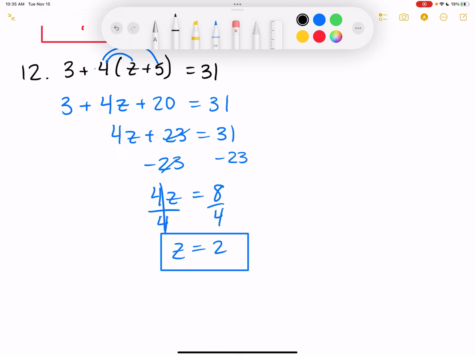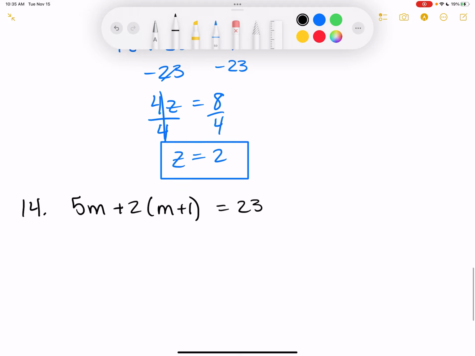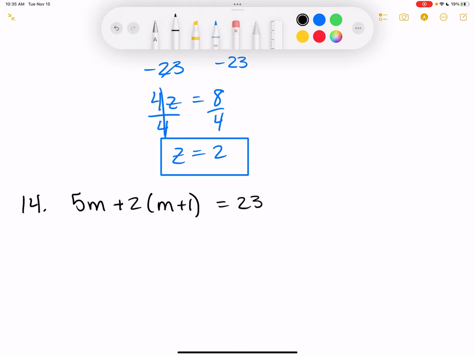All right, 14. 5m plus 2 times m plus 1 equals 23. So what do I do first with this one? Distribute. So what does that give you? 2m plus 2. Yep. So we got 5m plus 2m plus 2 equals 23. It's the whole thing.